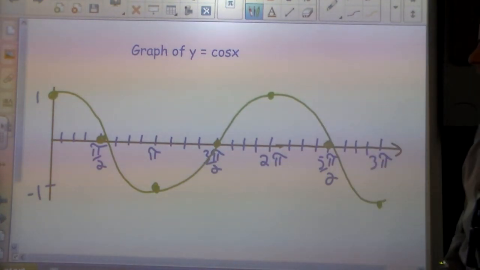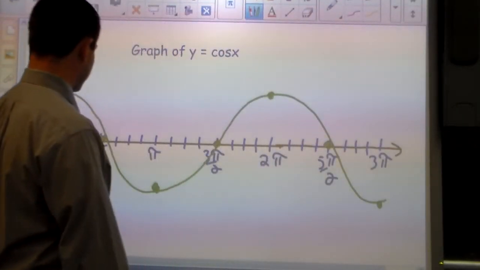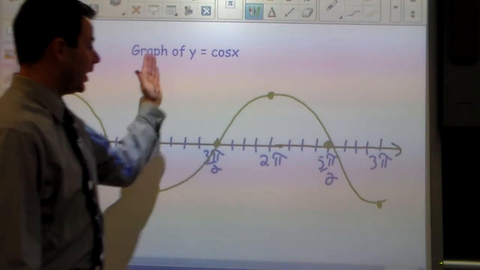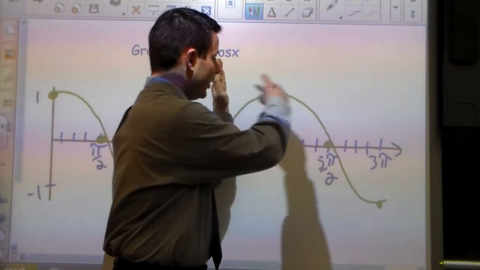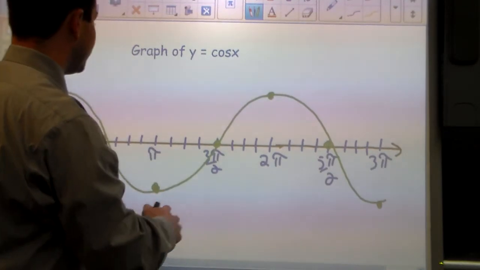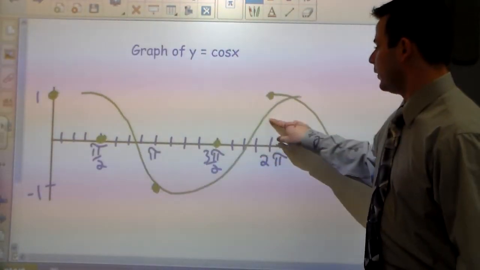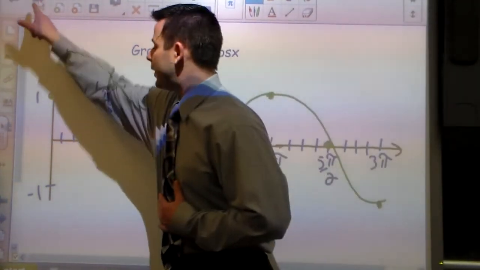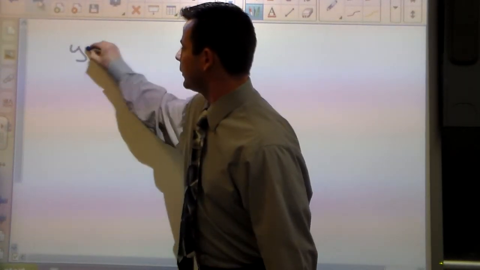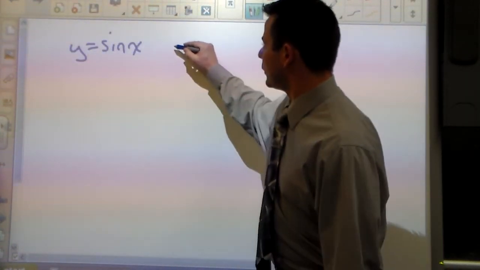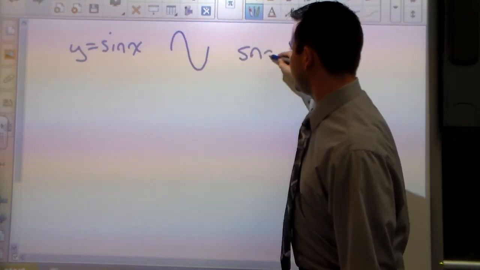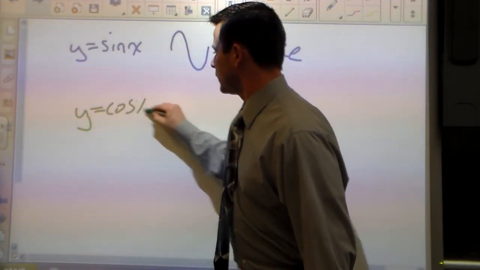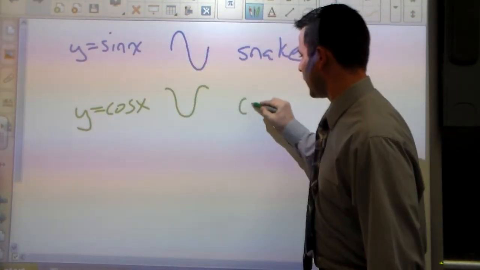So if you see here, if we were to start the x-axis there, or here, that would change the shape of the graph. If the y-axis were here, for example, that's the graph of sine, which means the graph of sine and cosine are the same. They're just different by a horizontal translation. Okay, but for now, what we learned is that y equals sine x looks like this, and that looks like a snake. Y equals cosine x looks like this, and that looks like a cup.